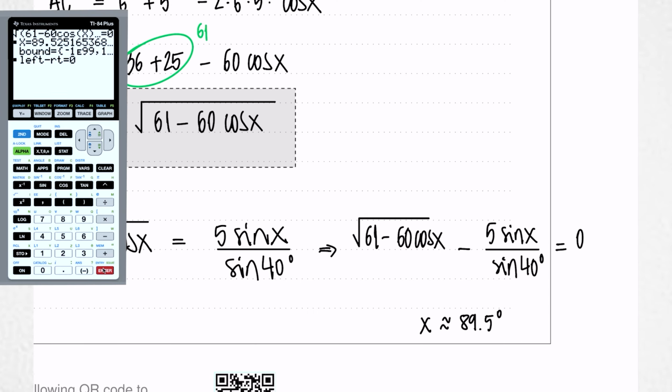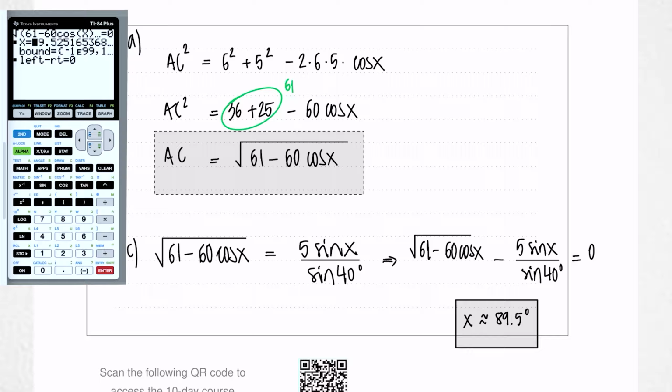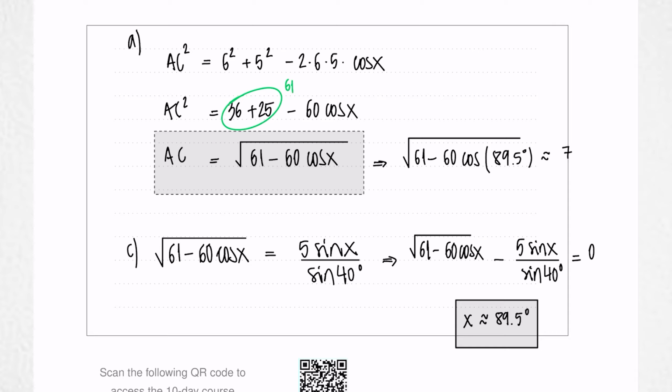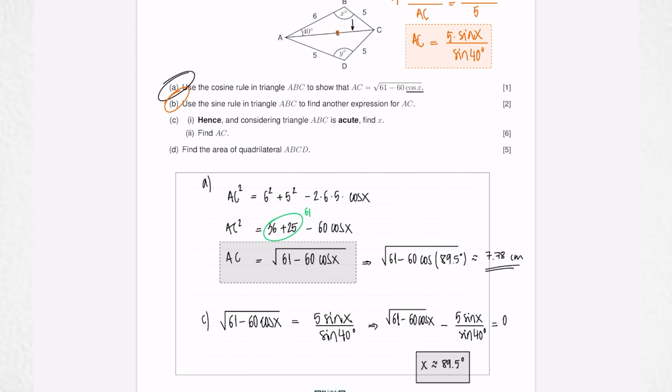Now for this angle, we have our AC as the root of 61 minus 60 cos of 89.5, which is approximately 7.78 centimeters. And now we can jump to question D, which is to find the area of this quadrilateral. We're going to split it into, it's already split actually, into two triangles, and we're going to find the area of these two individual triangles and add them to get the result.